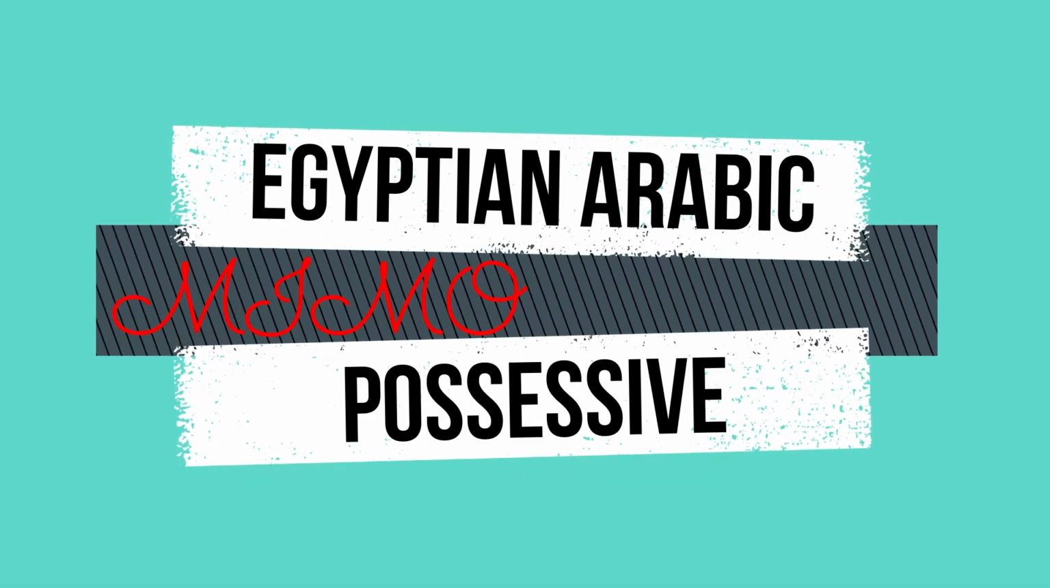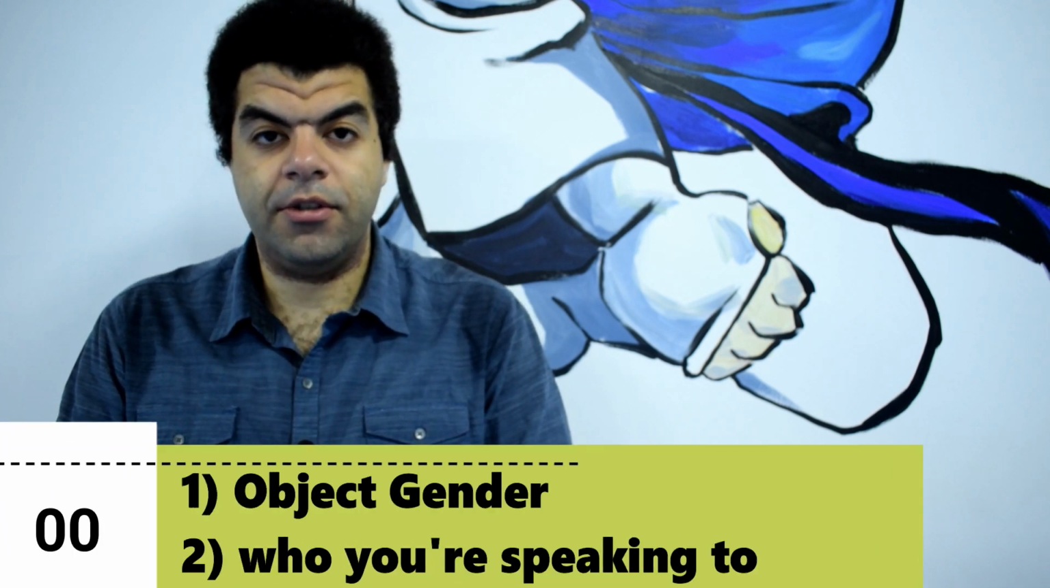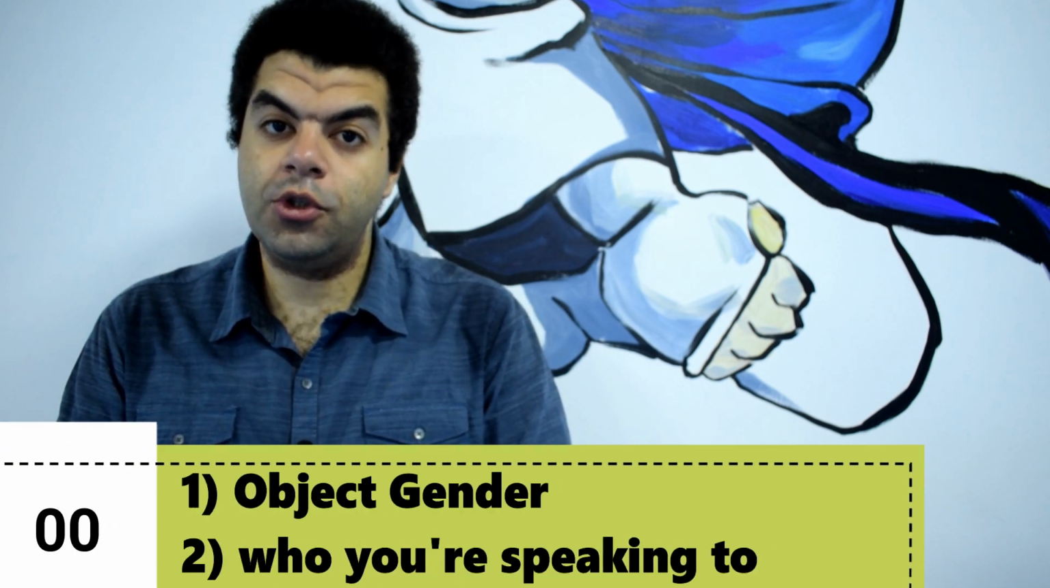Today we will learn all about the Egyptian Arabic possessive. It's a very simple topic, yet it can be very detailed in Arabic. Since Arabic is a gender-based language, you can expect that this is going to depend on what you're talking about and who you're speaking to. So the possessive depends on two main aspects. Number one is the gender, and number two, who you're speaking to.